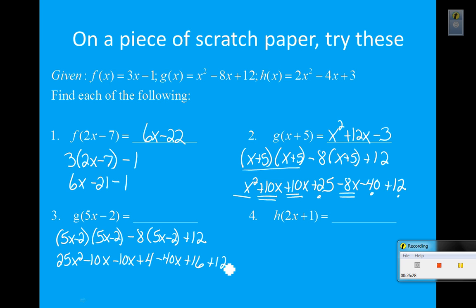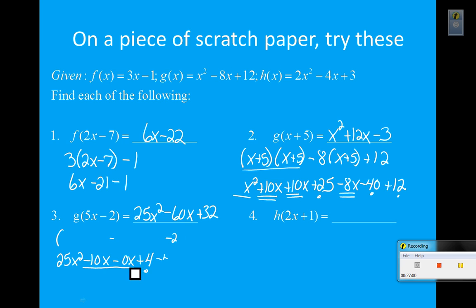And then combine any like terms you have. So there's a 25x squared. Here's a negative 10, a negative 10, and a negative 40. So that looks like negative 60x. And here's a 4, a 16 makes 20, plus 12 looks like a 32. Okay, so just a ton of algebra. And then h, once again, guys, that's the hard one. So let me get some room to work right here. And this will be my last example.